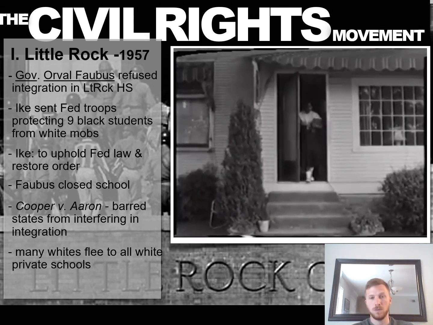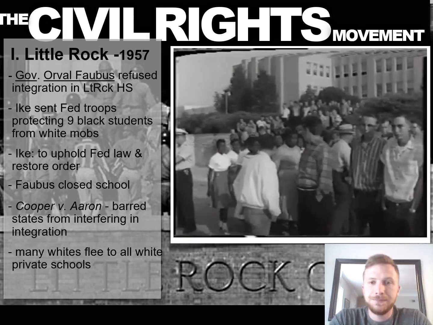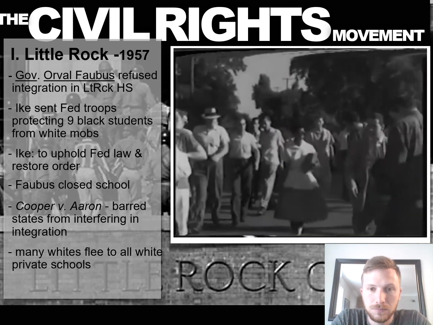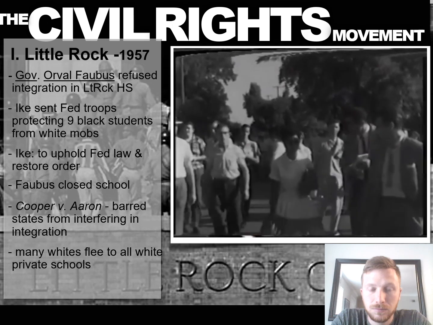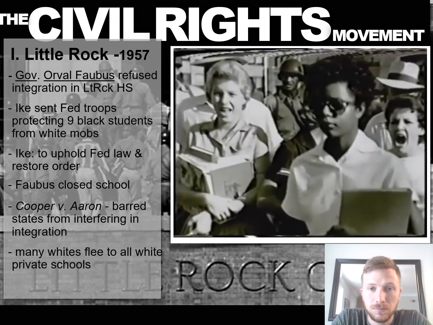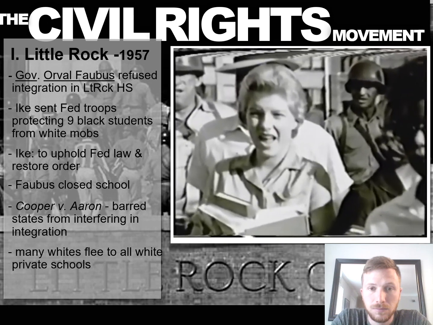On September the 3rd, Melba Beals and 8 other black students walked towards Central High. One, Elizabeth Eckford became separated from her friends and was surrounded by a white mob that included Ann Thompson.